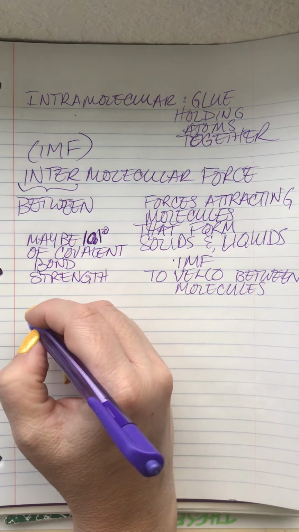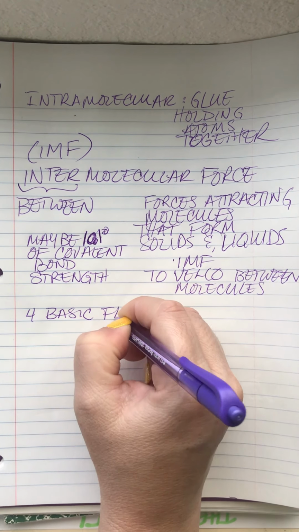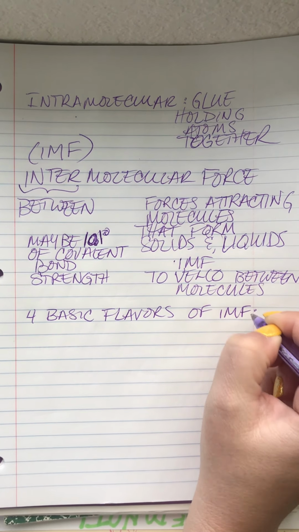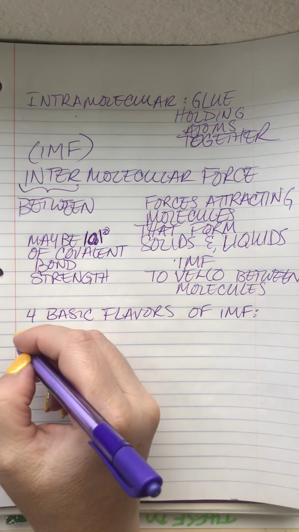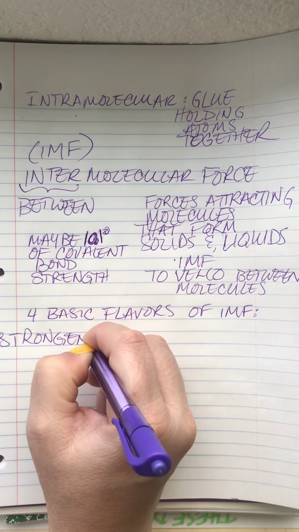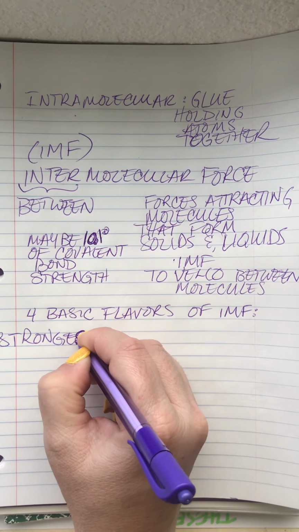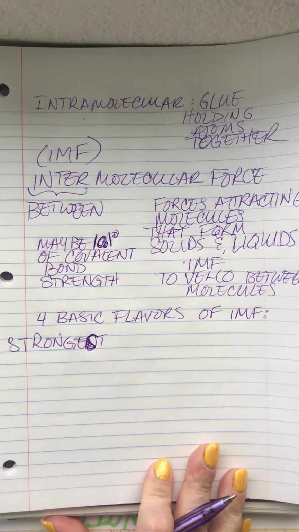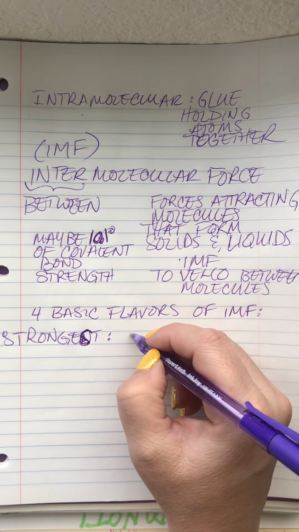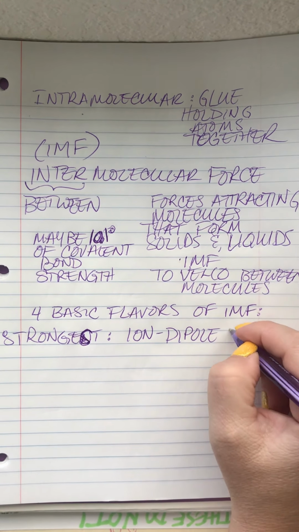Okay. So there are 4 basic flavors of IMF. And we're going to start with the strongest. Hydrogen. We'll get there. Strongest? There it is. Oof, it's not cute. Okay, so the first one is called Ion-Dipole Interactions.